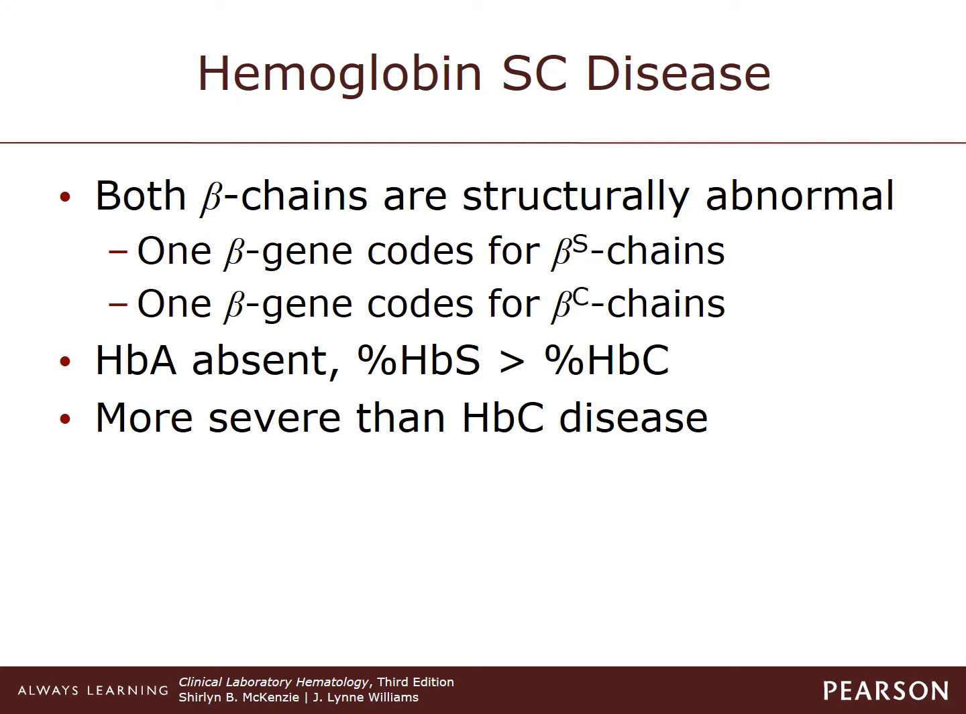Now, you can also have a combination disease with hemoglobinopathies, where you're inheriting one structurally abnormal beta chain that codes for the S protein and one abnormal beta chain that codes for the C protein. Hemoglobin A here, in this case, is absent, and the percent of hemoglobin S is greater than hemoglobin C, which can be more severe than hemoglobin C disease due to the complications seen with hemoglobin S and vaso-occlusion.